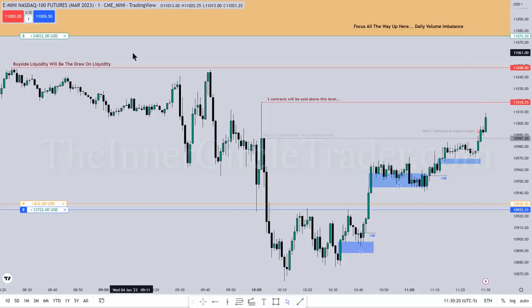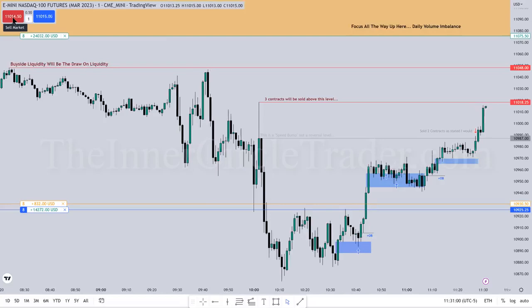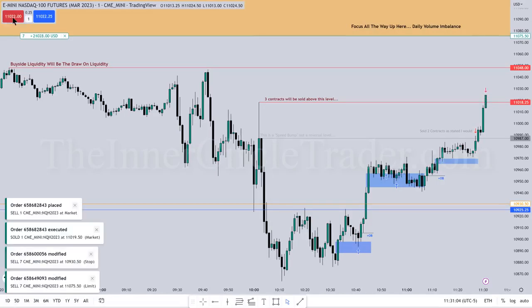Now I'm going to trim it down to 1 contract at a time, and I want to see it expand and make a big candle or a series of big candles going up. The first contract I'll press, I'm going to try to take 3 of them off above that next level of 11,018 and a quarter. But notice what I do. I don't go and click 3 at one time. I want to try to gravitate towards that 11,048 level. And there's buy side liquidity.